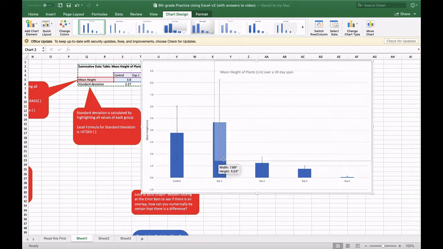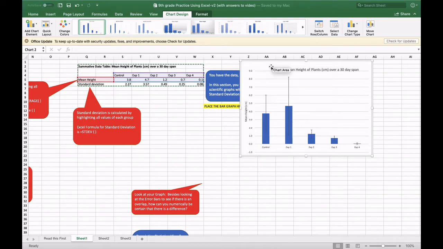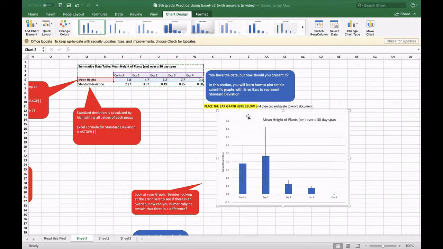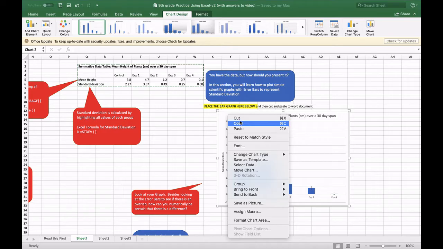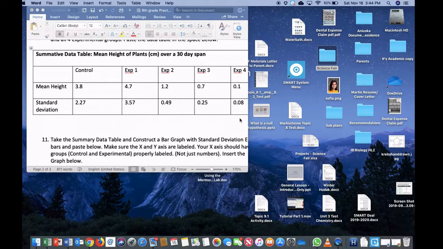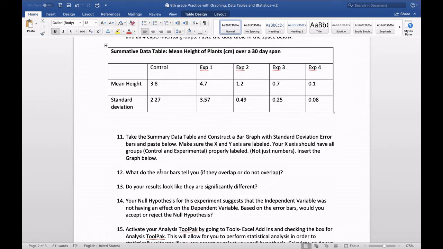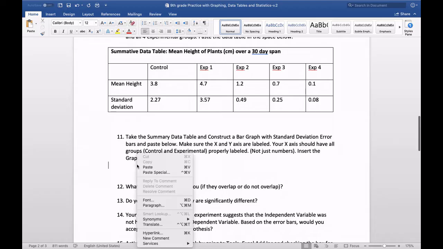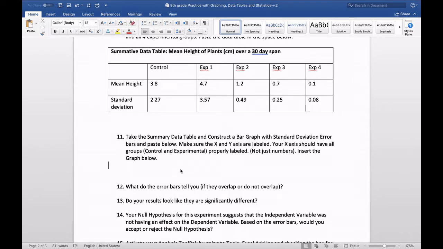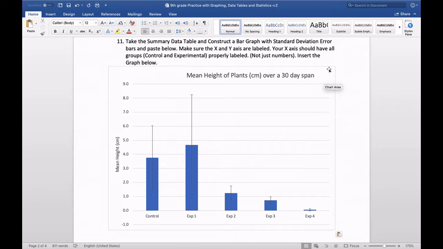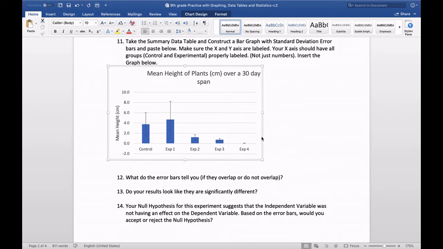Okay, so let me make this a little bit smaller now. And now I have my graph, and it says here that you are to cut and paste your graph to your Word document. So you can adjust your graph to make it look nice and pretty, and you can cut it. And then if you go to your Word document here, you can paste it here under number 11. Okay. So here we go, and hopefully this doesn't freeze. And there it is. So now you have a nice graph, and it's in a Word document.